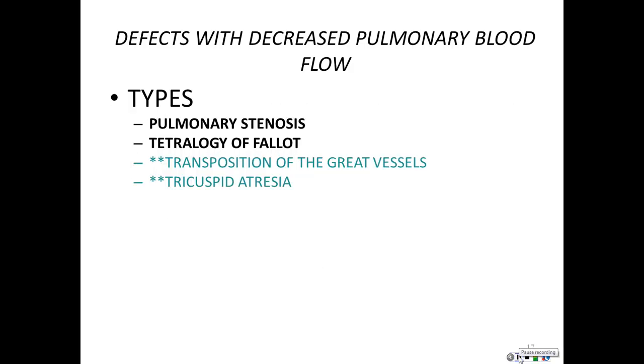The defects with decreased pulmonary blood flow, the types that we're going to discuss, are pulmonary stenosis and tetralogy of Fallot. There is also transposition of the great vessels. I'm not going to cover that in lecture. I do expect you to read it. And tricuspid atresia. Please go back and read about both of those in your textbook.